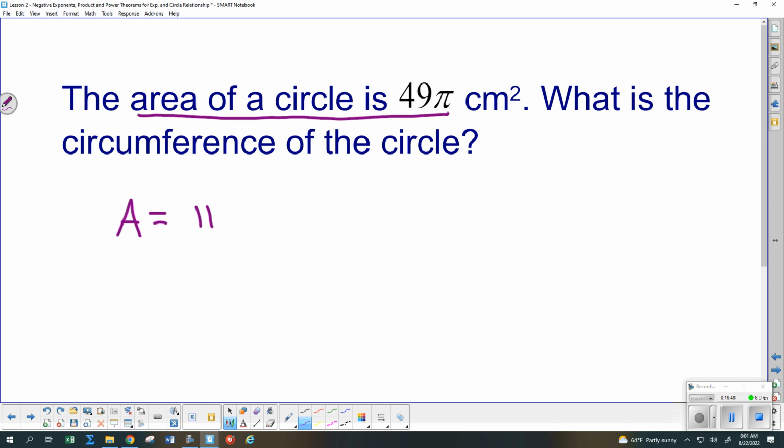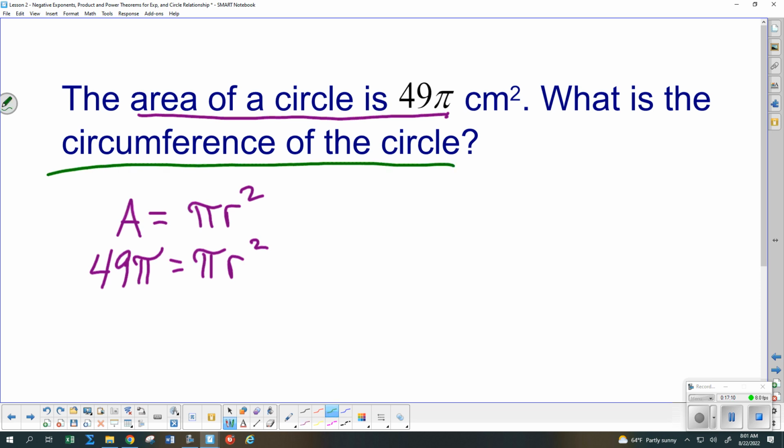So pi r squared. Substitute in whatever we are given. We are given area is 49 pi. Can substitute on the left or the right of the equal sign. This one has to go here, 49 pi is pi r squared. Let's see what we're supposed to find. We're supposed to find the circumference.